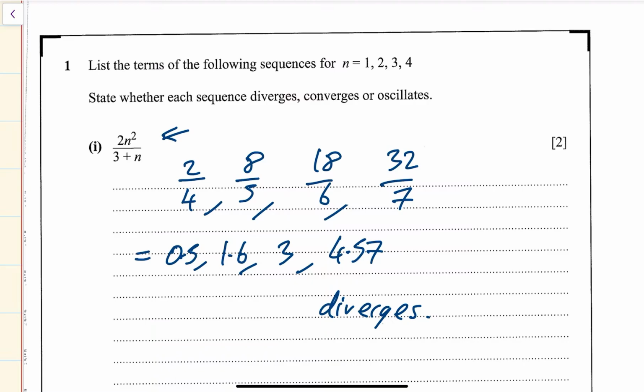So how I've got these values: first of all, if you put 1 into the top line, 2 times 1 squared, then 3 plus 1, that will give you 2 over 4. If I put 2 into the top line, you get 2 times 2 squared, which is 8, and then 3 plus 2, which is 5 in the bottom line. 3 into the top line, 2 times 3 squared, which is 18, 3 plus 3, which is 6, and 4 into the top line, 2 times 4 squared, which is 32, and then the bottom line, 3 plus 4, which is 7.